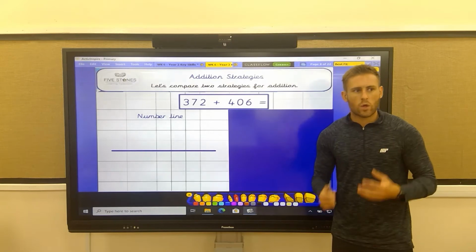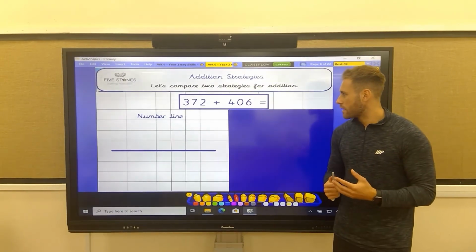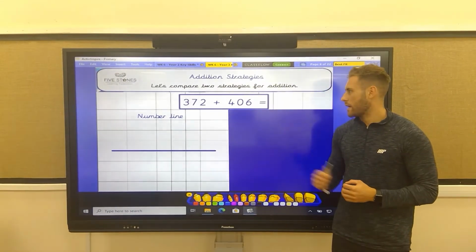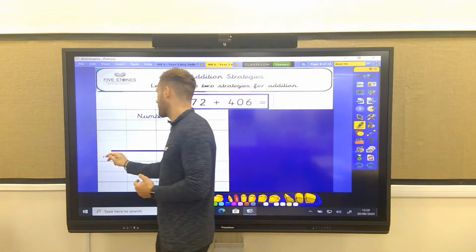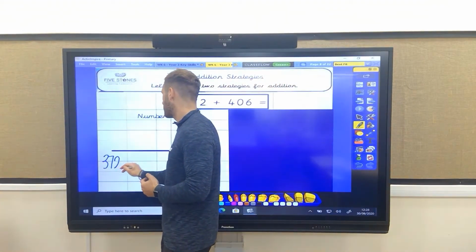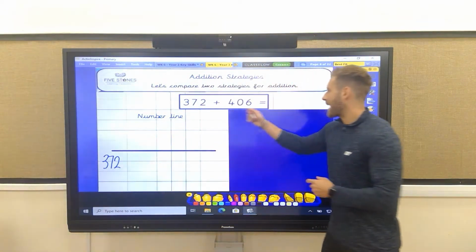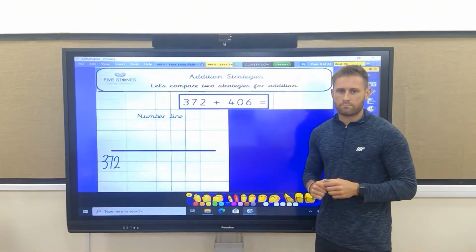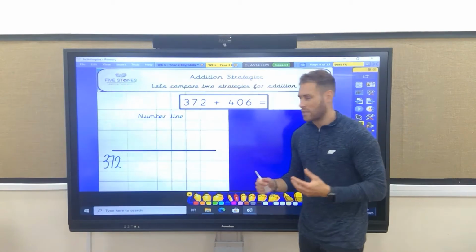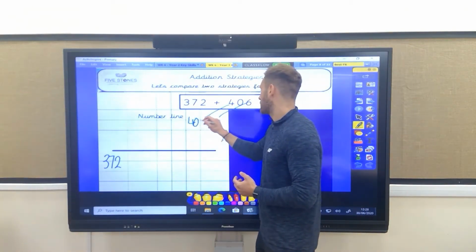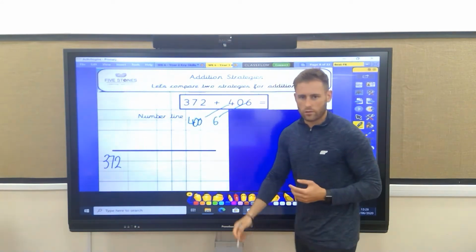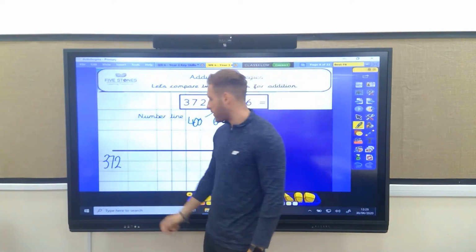Again, we are going to do the same thing. Use our number line. Starting with, might start with 372 as our original. Now I need to add 406. Partition that off into more manageable numbers. 406. Great. We might add the 400 first.